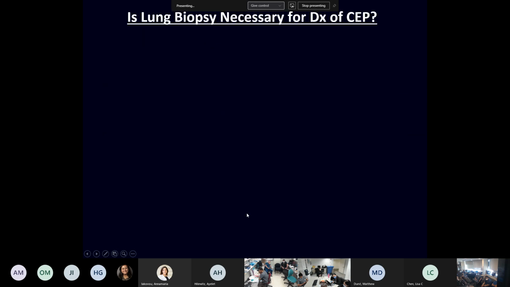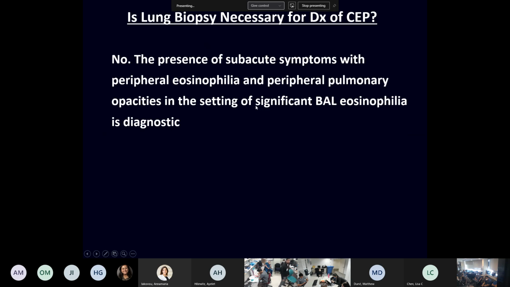And then, of course, the question here becomes again, is lung biopsy necessary for diagnosis of chronic eosinophilic pneumonia? The answer is no. The presence of subacute symptoms, peripheral eosinophilia, peripheral pulmonary opacities, and significant BAL eosinophilia is diagnostic.